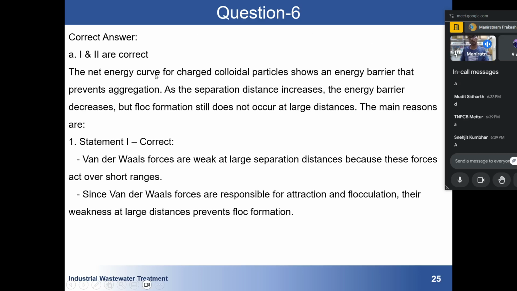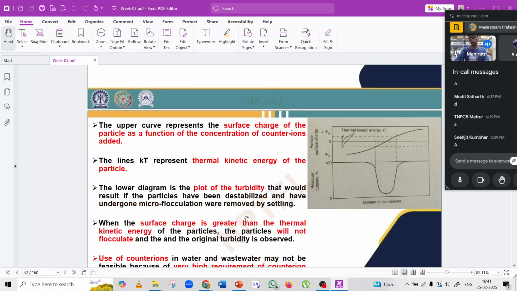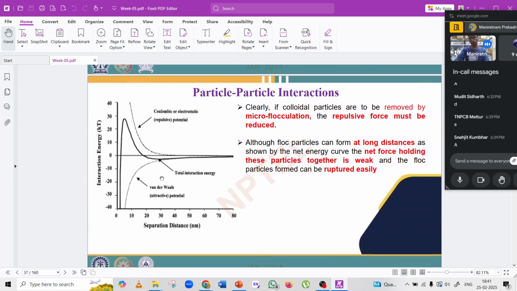The net energy curve for charged colloidal particles shows an energy barrier that prevents aggregation. As separation increases, the energy barrier decreases, but flocculation still does not occur at large distance. The main reason is van der Waals forces. Yes, we can see from that graph that it is very weak. So you can see that as distance increases, the van der Waals forces decrease.